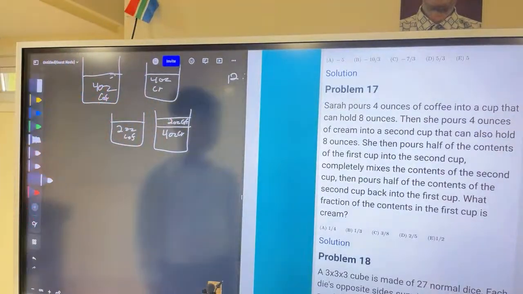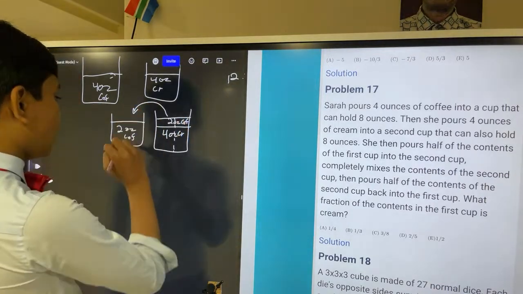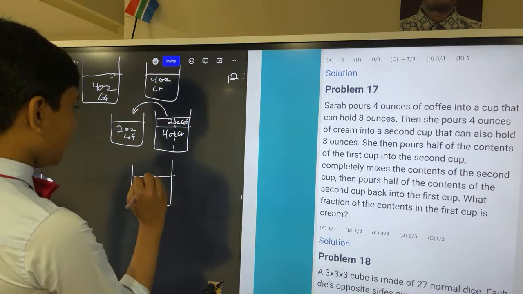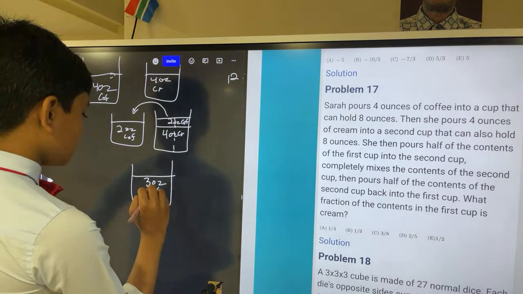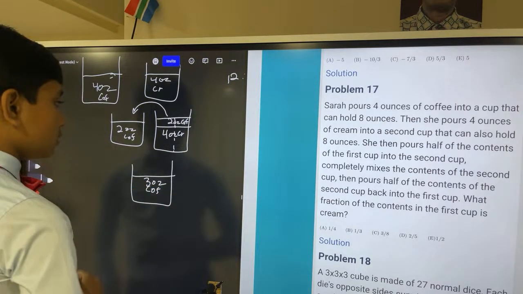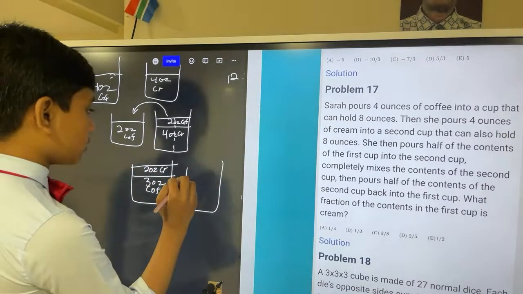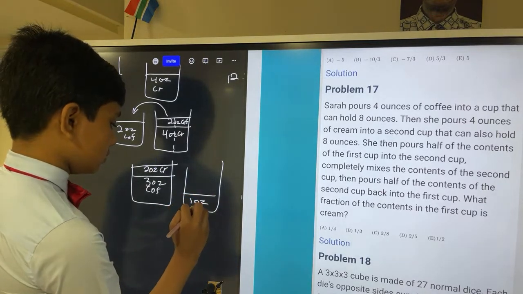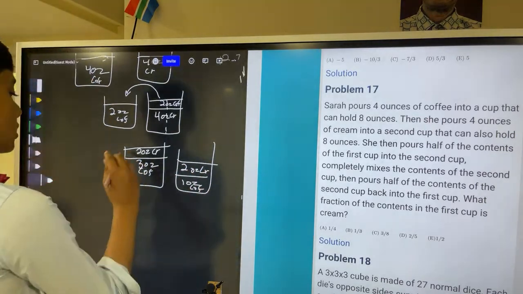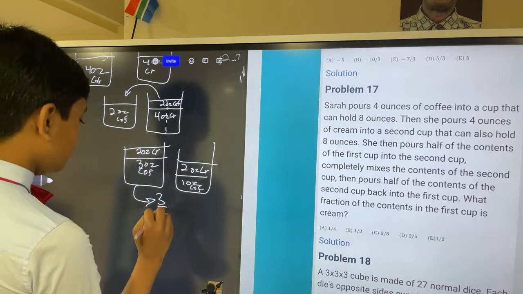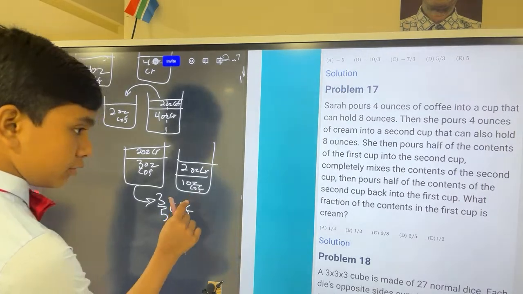Then she pours half of the contents of the second cup back into the first cup, which gives you 3 ounces of coffee, because 2 over 2 is 1. And 2, and then on the other one, it just gives you almost the exact same thing. 1 ounce over here, 2 ounces cream on top. So that means this is 3 over 5 total ounces coffee and 2 over 5 cream. So it's D.